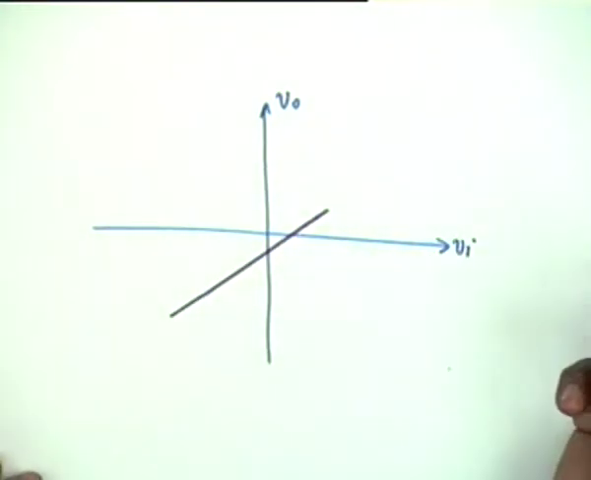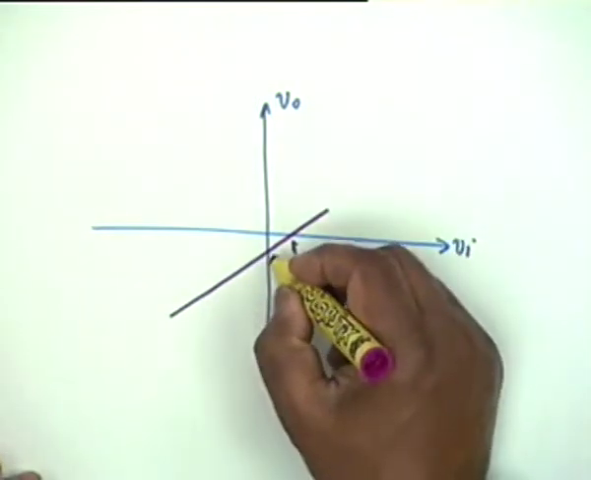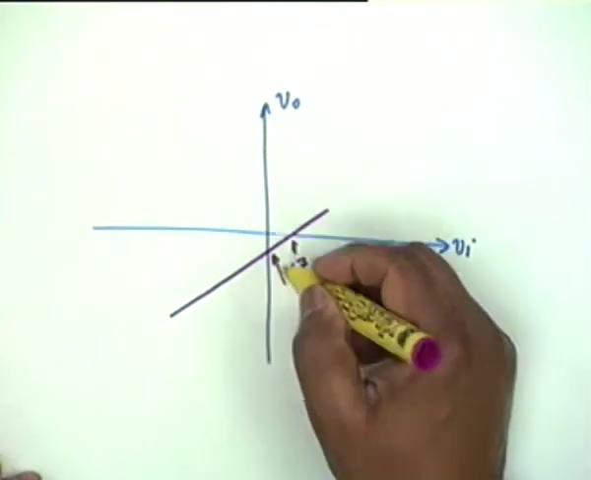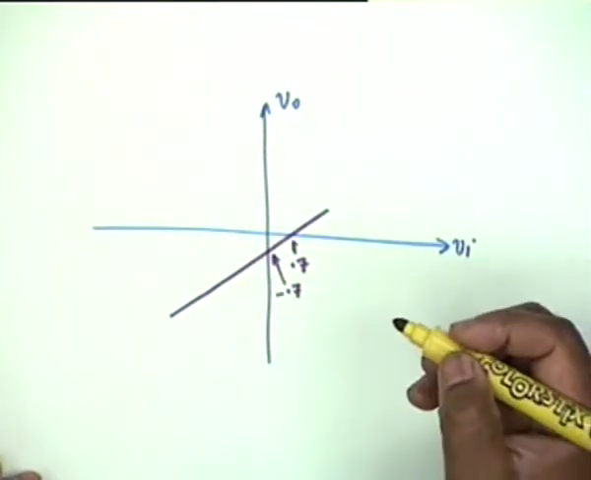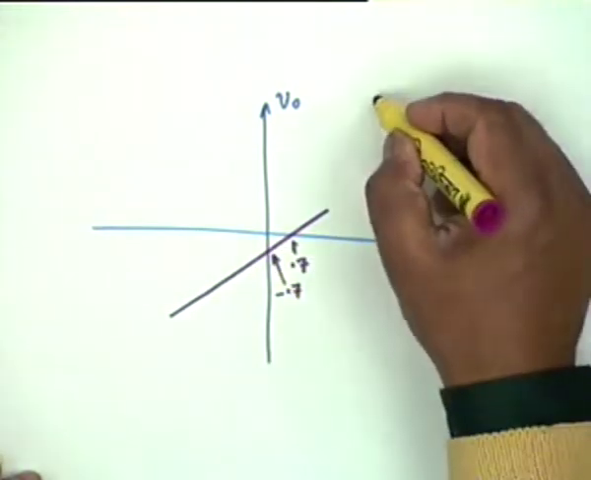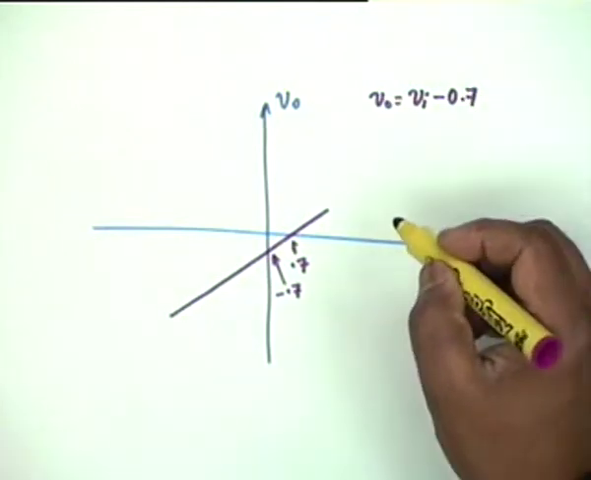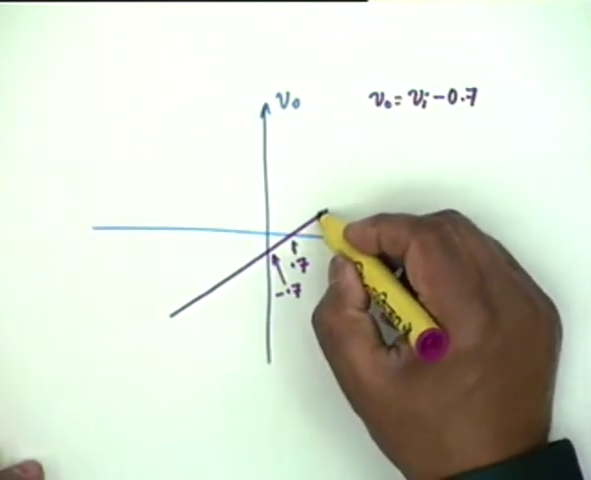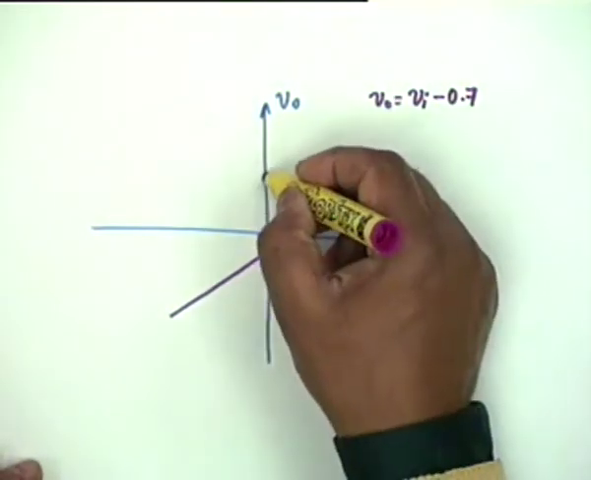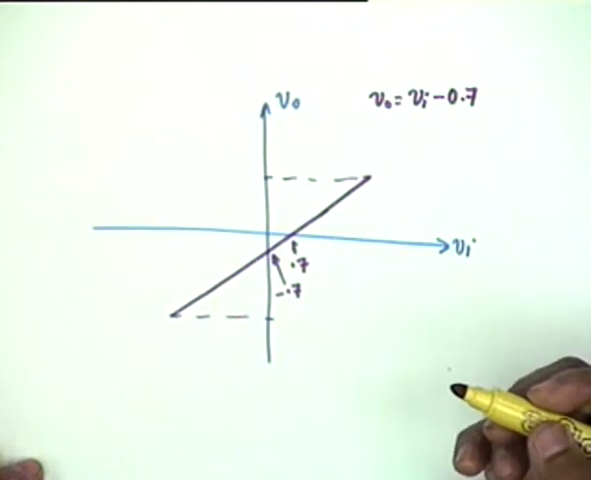It will have an offset here. This voltage would be 0.7. What would be this voltage? When Vi is 0, this will be minus 0.7. Okay. So you know these two points, and then the relationship is V0 equals Vi minus 0.7. So the slope would be unity. However, it doesn't go indefinitely, because the maximum output voltage and the minimum output voltage are both limited.